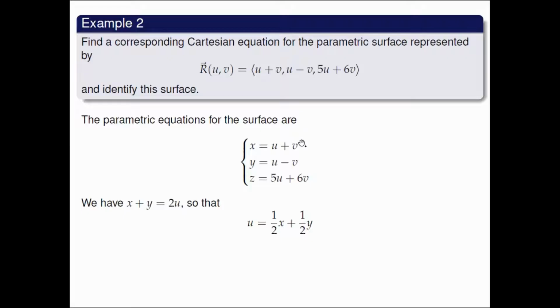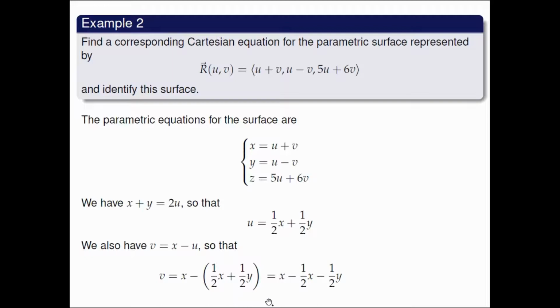Meanwhile, from the first equation, v equals x minus u. So we express v in terms of x and y, so that v equals x minus this expression. Ito yung u dito. V is also equal to this one. Since x minus half x equals 1/2 x, v equals 1/2 x minus 1/2 y.